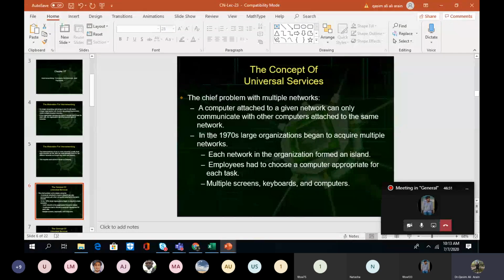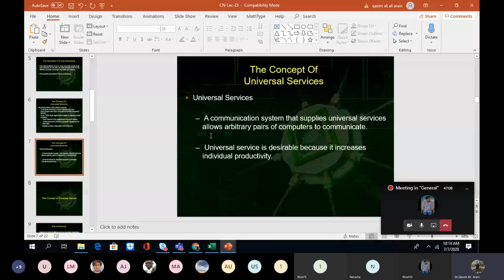In the 1970s, large organizations began to acquire multiple networks. Since each network in an organization formed an island, employees had to choose a computer appropriate for each task, with multiple screens, keyboards, and computers. Nowadays we know that there are multiple sites, multiple networks. Now they want to communicate, they want to share their screens, they want to share different sorts of hardware devices or something like that. For that particular situation, you need a service that is called a universal service, right? So what is a universal service?